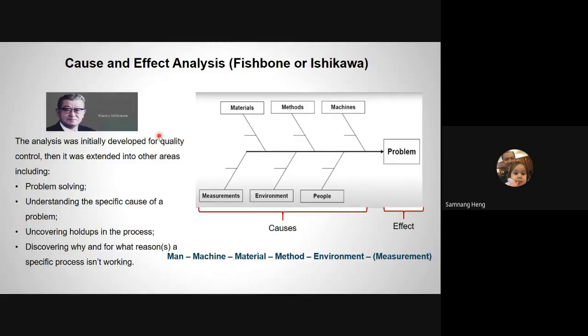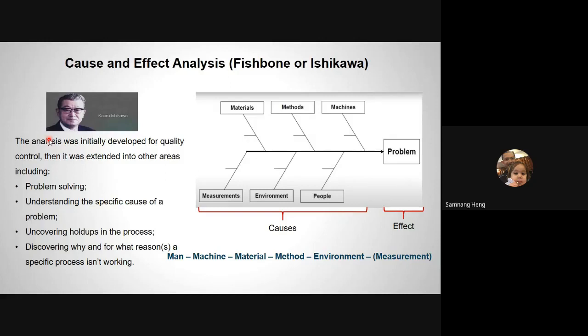We call it fishbone analysis because of its nature. It looks like a fishbone, with the fish head here, and the bones, the branches, something like that. Another name we call it is Ishikawa. Ishikawa is the name of a Japanese professor, Kaoru Ishikawa. He invented this model to control quality for production quality control.